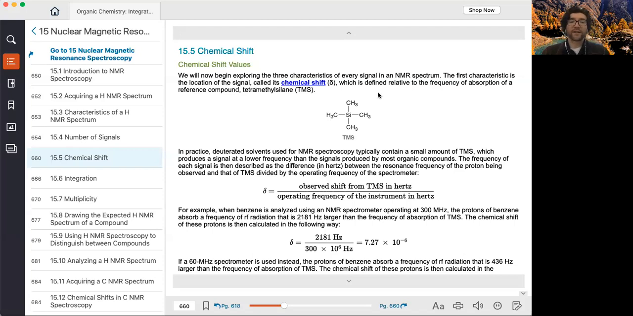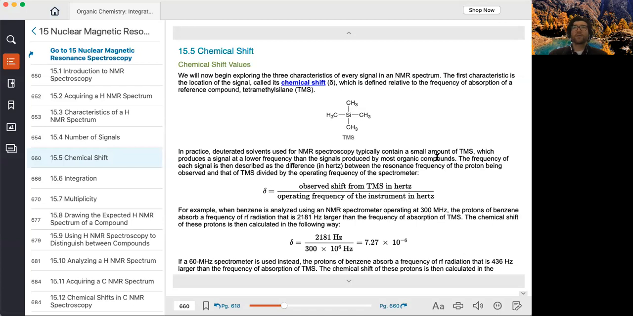And the reason why it's called delta, the Greek D, is because it's actually a difference measured compared to the signal observed for a reference compound, tetramethylsilane, shown here in your book, TMS. It's 4 methyl groups bonded to a silicon. In practice, this is always set to 0. Now, delta can be found by simply dividing the shift from TMS, in hertz, which is a frequency, by the operating frequency of the instrument in hertz.